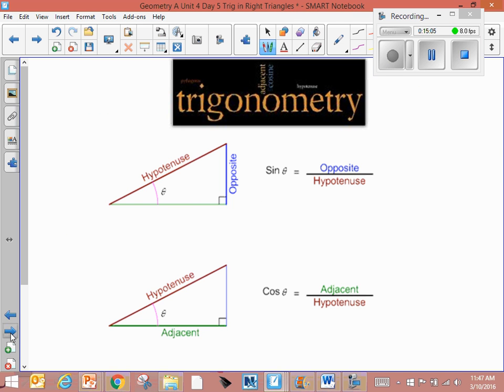All right, so trigonometry, here it is. We just did it a second ago. The whole SOHCAHTOA thing. How come green doesn't get one?